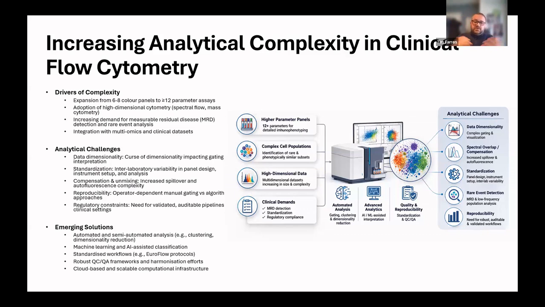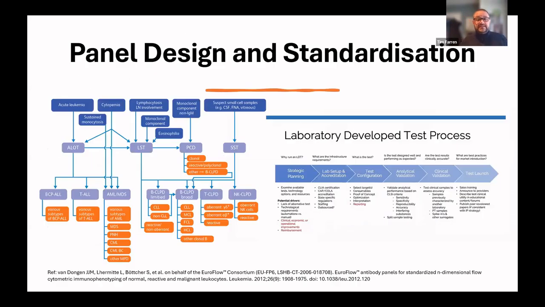This can introduce automated gating and clustering algorithms. And now there are machine learning tools that can handle high dimensional data quite objectively. At the same time, initiatives such as Euroflow are helping to standardize protocols and improve harmonization across laboratories. But ultimately, as analytical complexity increases, it's not just about generating more data, it's about ensuring that we can interpret that data reliably in the clinical setting.